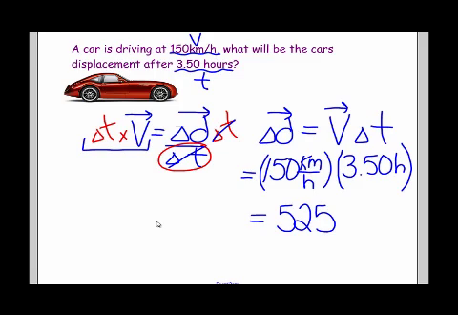So to figure out the unit, I will look at the units in my equation here. So I have kilometers per hour multiplied by an hour. So an hour on the bottom would cancel out with an hour on the top, leaving me with a kilometer. So my units here will be 525 kilometers. In the question, it doesn't tell me necessarily if it's going north, south, east, or west, but I can assume the car is going forward. So my final answer will be 525 kilometers forwards.